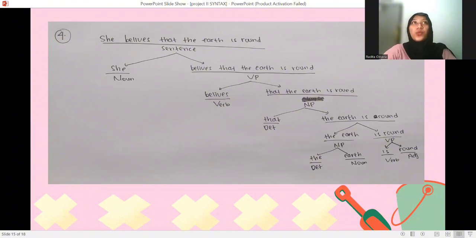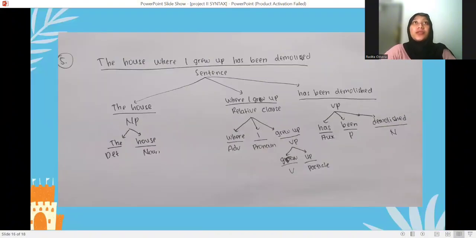And the last one is the house where I grew up has been demolished. The house is noun phrase. The is determiner. House is noun. Where I grew up is relative clause.